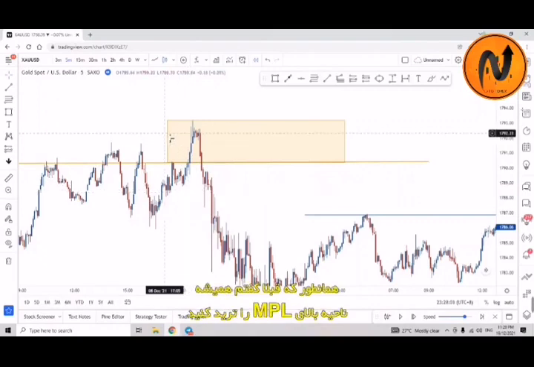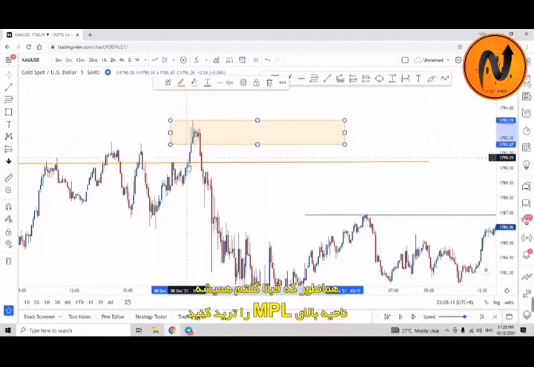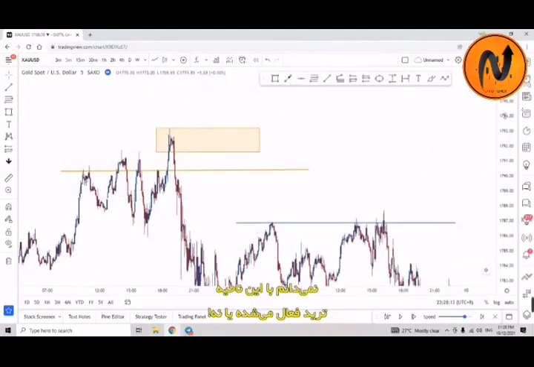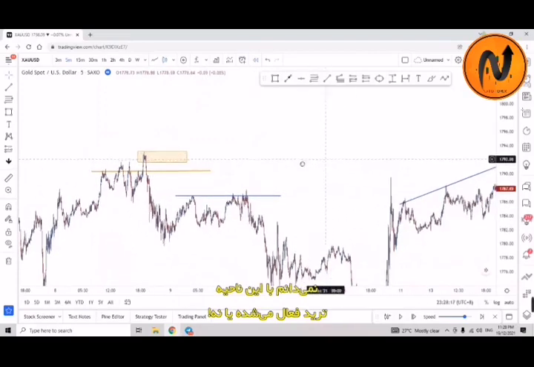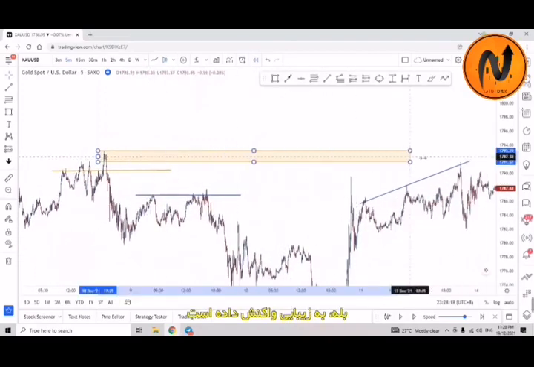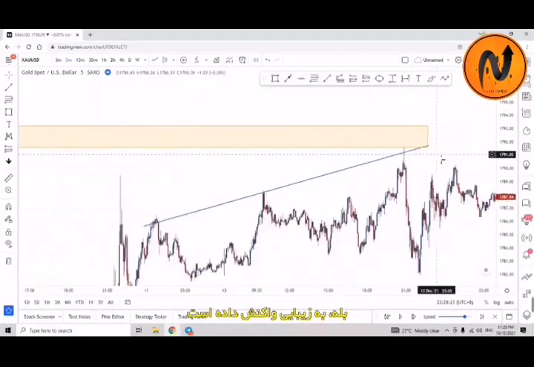And of course, like what I say, always trade at the zone that is above your MPL line. I'm not sure whether it will trigger the trade just now. Hopefully it does. All right, it does. Just nicely done.